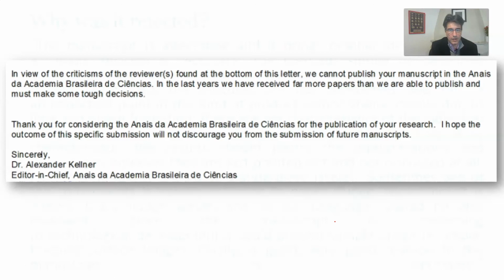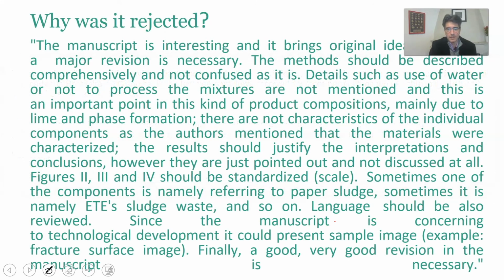And then when you look at the reasons, you can see, I'll read it quickly here. The manuscript is interesting and brings original ideas. However, a major revision is necessary. The methods should be described comprehensively and not confused as it is. Details such as water or not to process the mixtures are not mentioned, and this is an important point in this kind of product compositions, mainly due to lime and phase formation. There are not characteristics of the individual components, as the authors mentioned that the materials are characterized. The results should justify the interpretations and conclusions. However, they are just pointed out and not discussed at all.